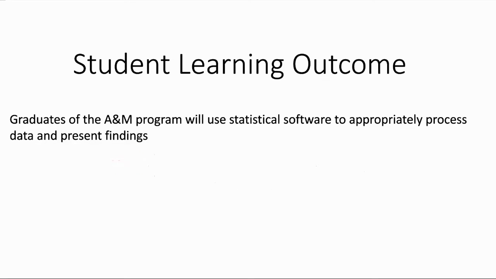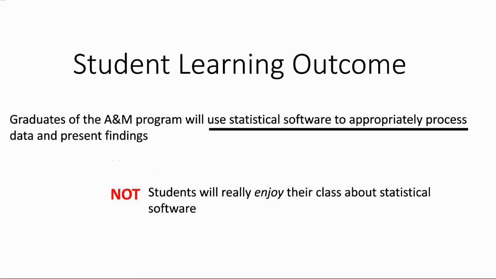Okay, the next word in this term is learning. And so here we see it at the end of the sentence. So what are students actually going to learn? They're going to learn how to use statistical software to appropriately process data and present findings. This is a very high level skill. And so it's about learning and being able to demonstrate that they're able to do this skill.